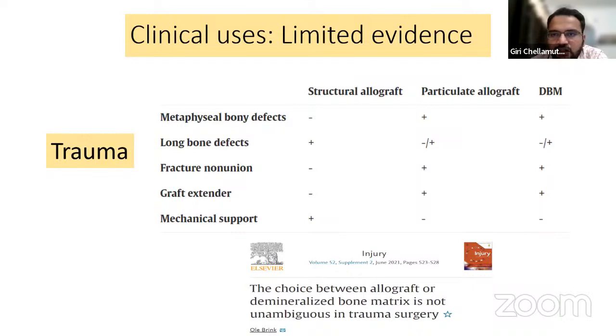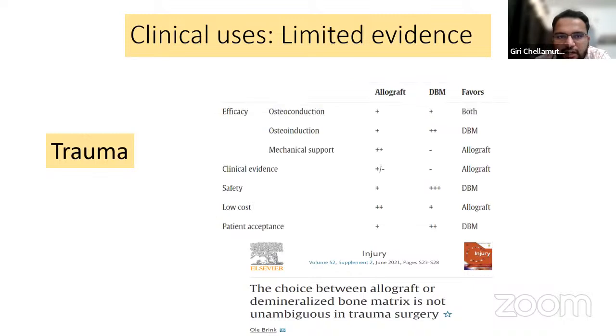So in comparison with the structural allograft, the demineralized bone graft can be used only in metaphyseal bony defects. In long bone defects, it's questionable. It can be mixed with the allograft or autograft and can be used. In fracture non-unions, it can also be used as a graft extender. And this is the final summary. The osteoinduction is present only in demineralized bone graft compared to allograft, and osteoconduction is present in both, whereas mechanical support is present only in the allograft. Safety is higher in the demineralized bone graft, and it's easy to convince the patient since it's a commercially available product and allograft is taken from some other source.